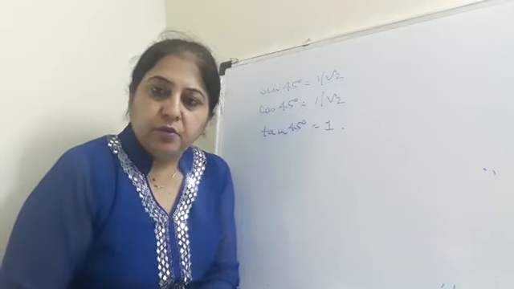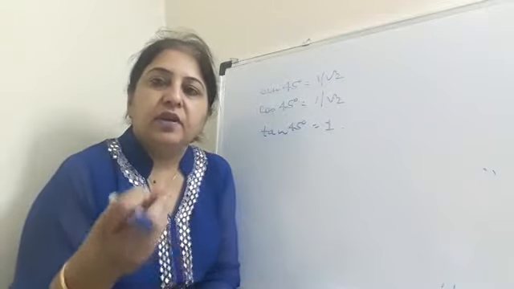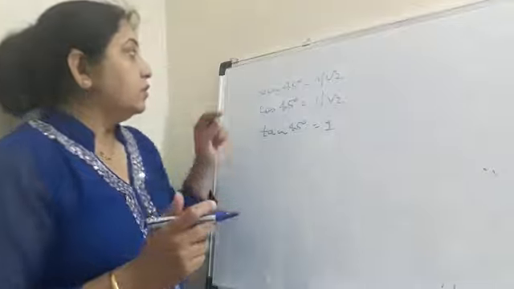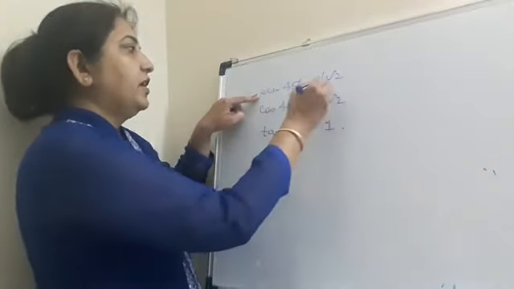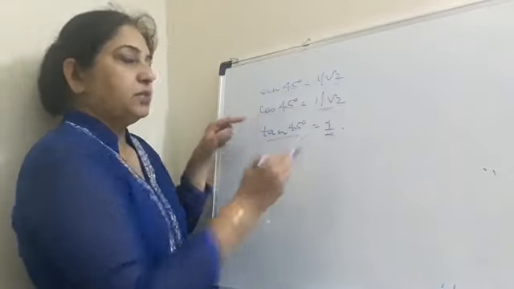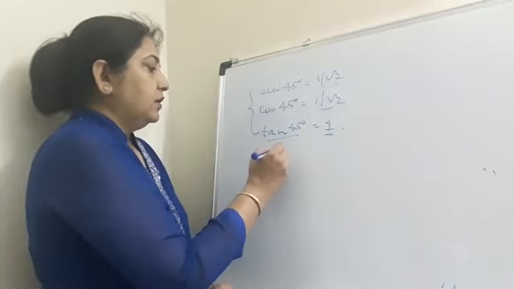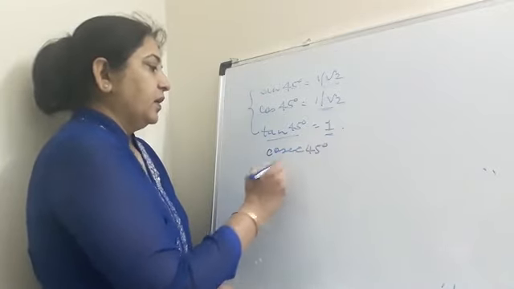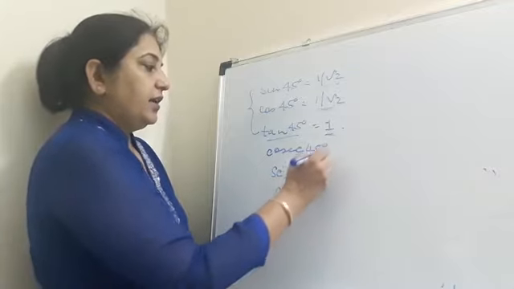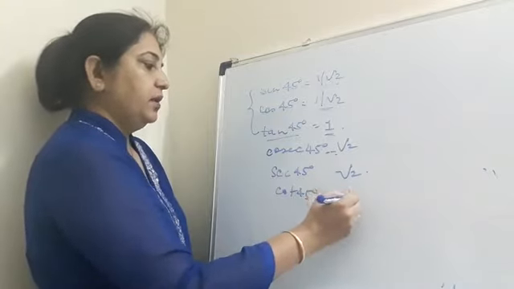Girls, in the previous video, I was explaining how to find sin 45, cos 45, tan 45 and the other three ratios. So we calculated sin 45 was 1 by root 2, cos 45 was also 1 by root 2 and tan 45 is 1. When I get all these three, we can find out cosec 45, sec 45 and cot 45. So we will take the reciprocal of this. It will be root 2, this will be root 2 and this will be 1.